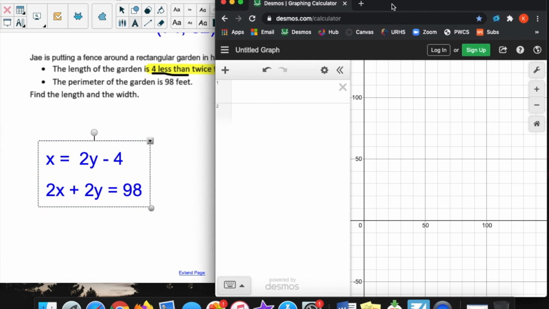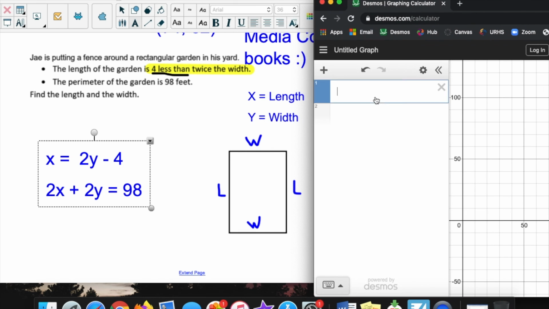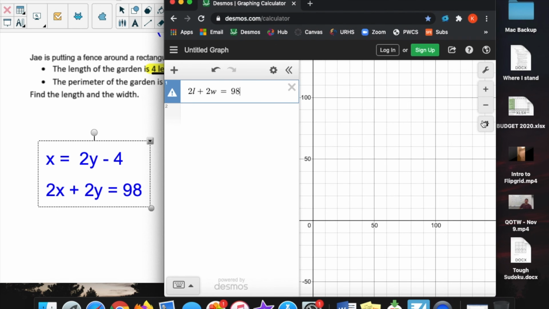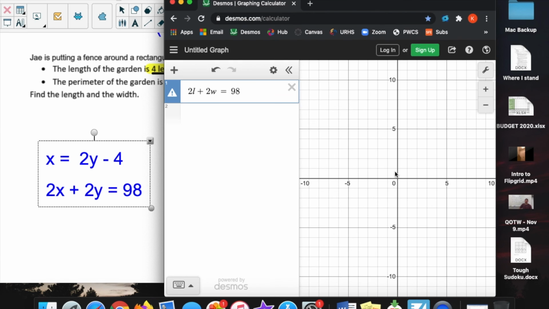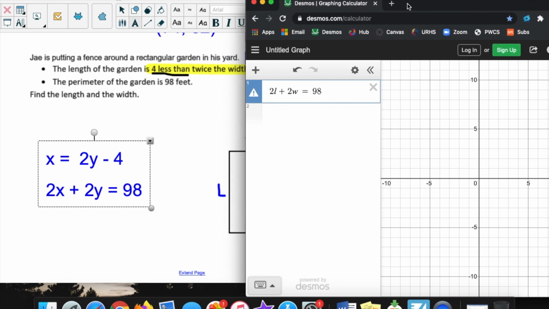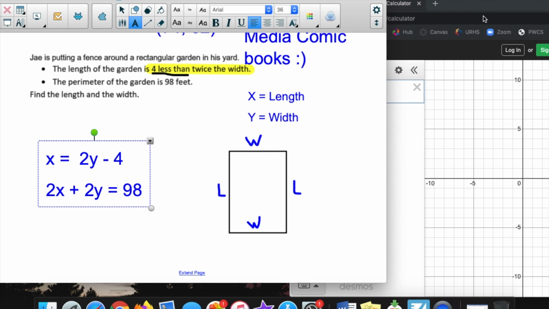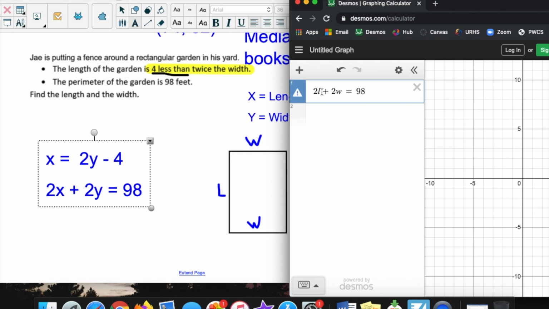Now let me show you. I said that you shouldn't use the letters L and W, even though that might be easier. Let me show you why. If I did 2L plus 2W equals 98, Desmos is not going to know to graph that, okay? Because when it graphs something, it's thinking X and Y, with the X-axis and the Y-axis. And you see it gives you this exclamation point. We only support implicit equations of X and Y. So it tells you, to graph this, I need the letters to be X and Y.